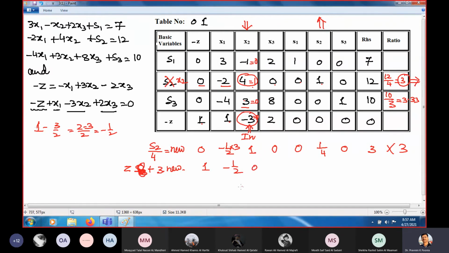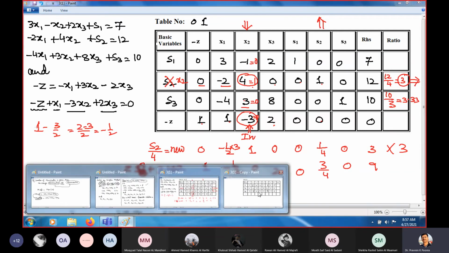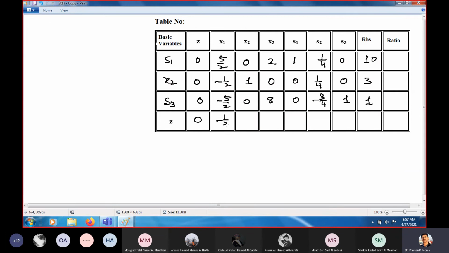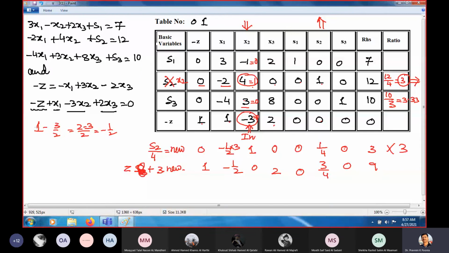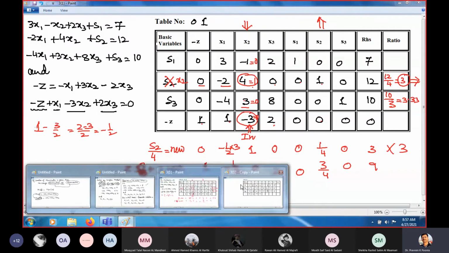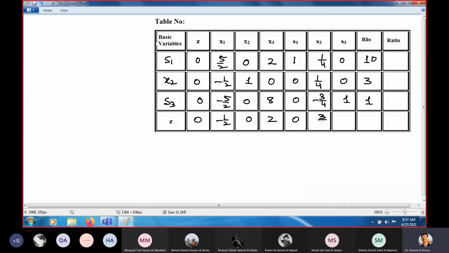Minus 3 plus 3, 0. 2 plus 0, 2. 0 plus 0, 0. 0 plus 3 by 4. So it is plus 3 by 4. 0 plus 0, 0. 0 plus 3 into 3 is 9. 0 minus 1 by 2, 0, 2. And 0, 3 by 4, 0, 9. This is clear. So this table is complete.